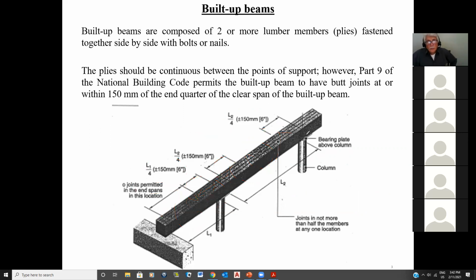So does everybody understand? Are there any questions regarding this diagram?